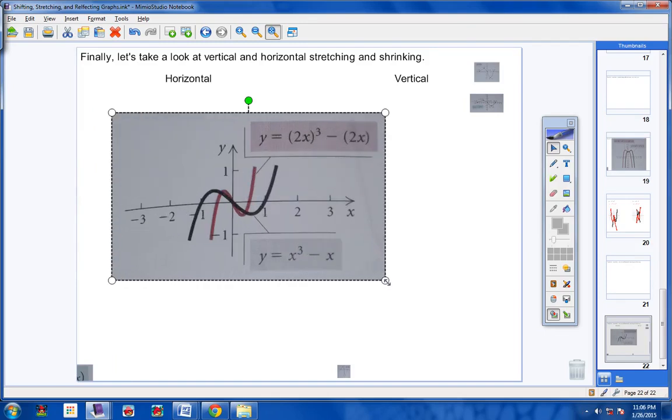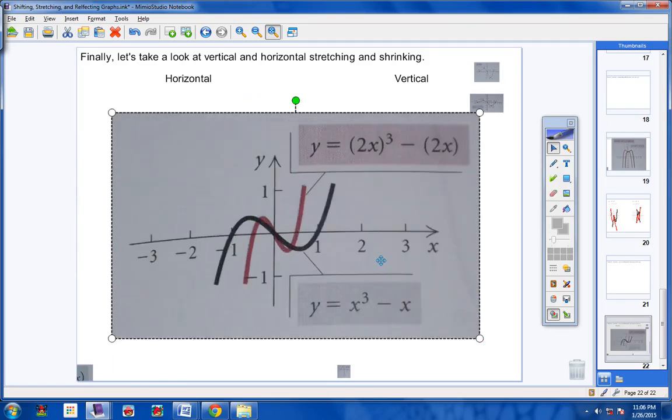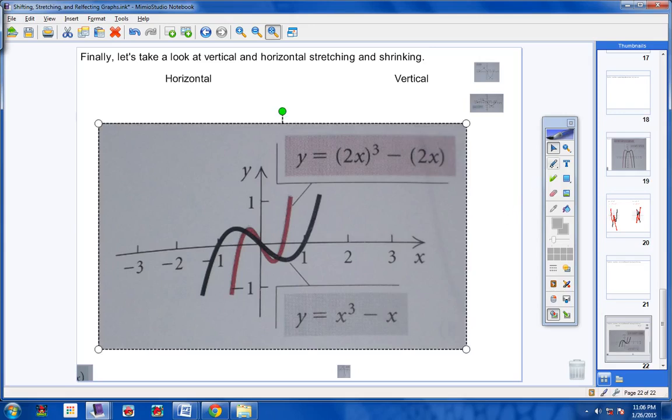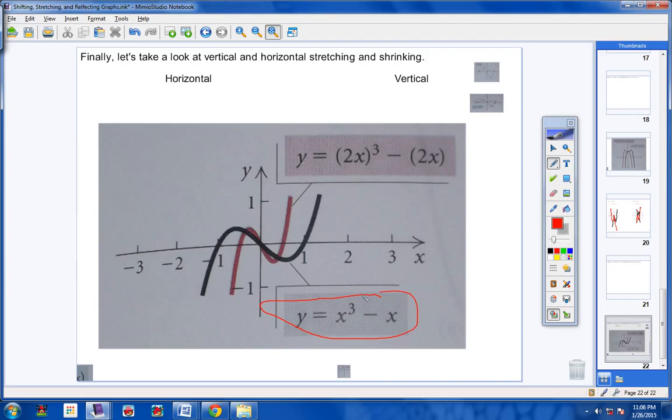This is horizontal stretching or shrinking. Now please watch what happens here, okay? Here's my beginning graph right here. That's my starting function. Now, notice I multiplied directly to the x, the number 2. 2 times x inside the parentheses with the exponent of 3 on the outside. Okay? So, I took this function here and I multiplied x by 2.